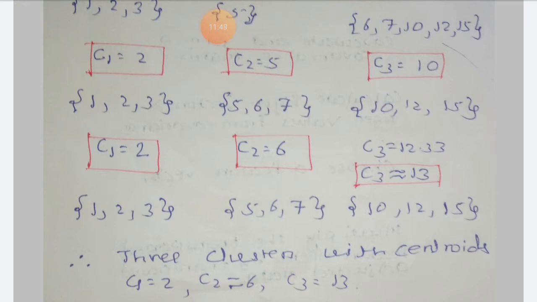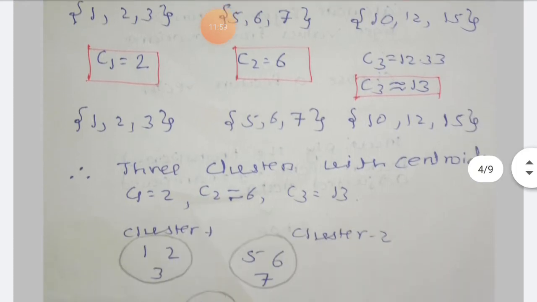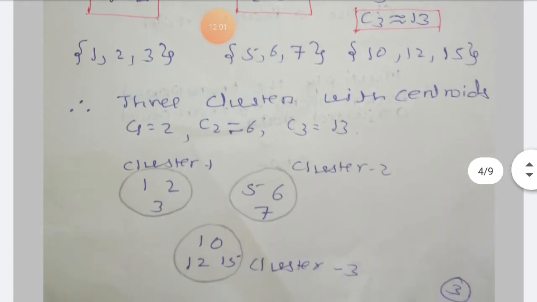So these are my final centroids: C1 is equal to 2, C2 is equal to 6 and C3 is equal to 13, with the data points. In cluster 1 I am getting 1, 2, 3, in cluster 2 I am getting 5, 6, 7 and in cluster 3 I am getting 10, 12 and 15. So in this way we can solve any problem on k-means clustering.